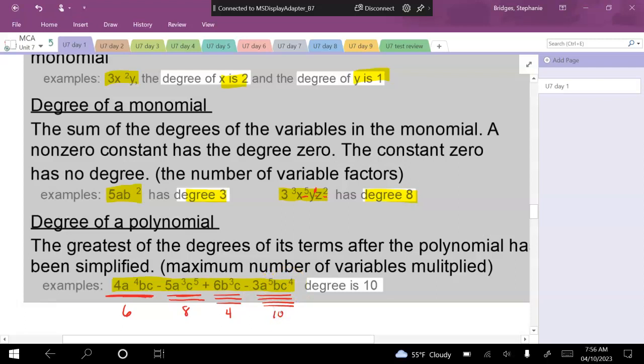So which one of those is the highest? The last one. So the degree of that polynomial is going to be 10 because it's the highest degree of each individual term. We don't take and add the 6, the 8, the 4, and the 10 together. We just take the highest one. Does that make a little bit of sense?